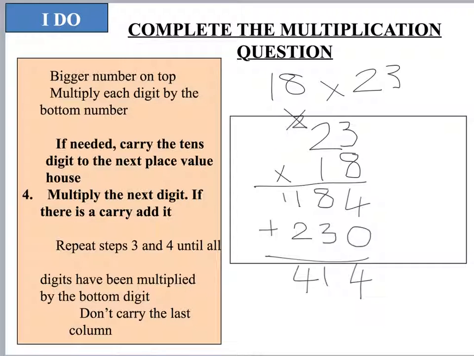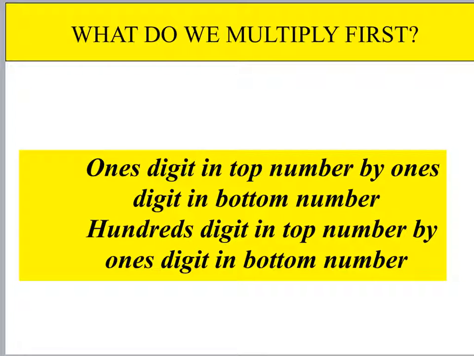Let's ask some questions. What do we multiply first? Do we multiply A, a ones digit in the top number by the ones digit in the bottom number, or B, the hundreds digit in the top number by the ones digit in the bottom number? Write down your answer on your whiteboard, A or B. Press pause if you need think time. Well, the answer is A. Ones digit in the top number, we multiply that by the ones digit in the bottom number.